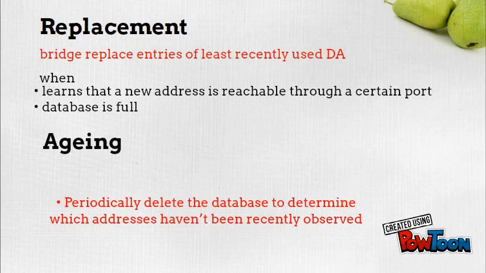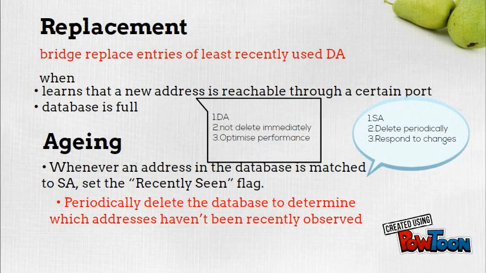Replacement and aging are two different processes. One is focused on the destination address and the other is based on the source address. The first one replaces the entry which is not used immediately, and the second one deletes the database entries periodically. And the first one's purpose is optimized performance, and the second one is a response to changes, such as changes of the topology.